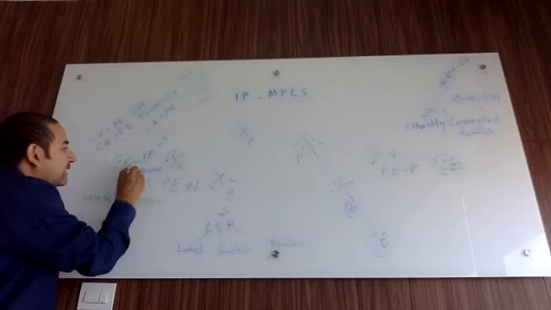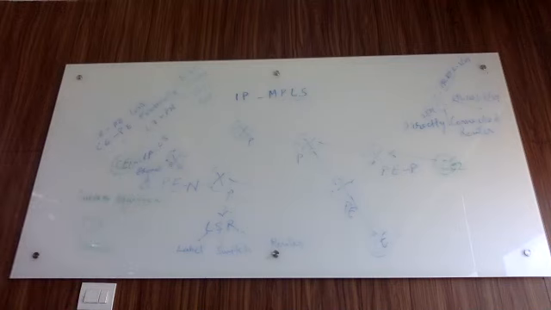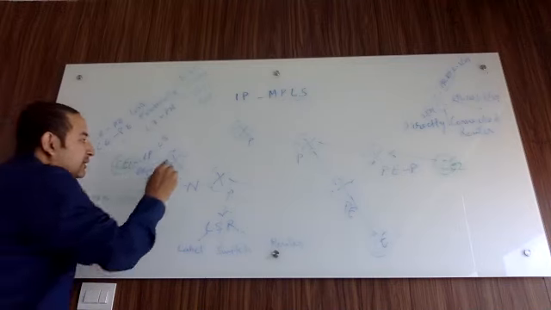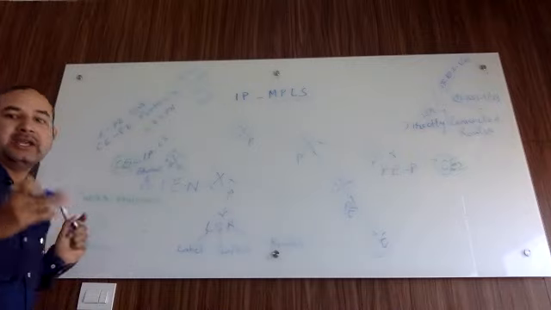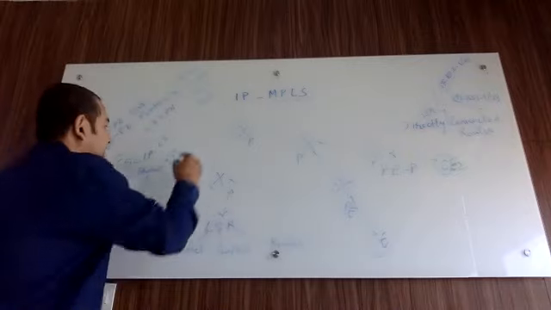Now, once the packet from the CE reaches this PE, what will happen is this PE will encapsulate the packet with a label.